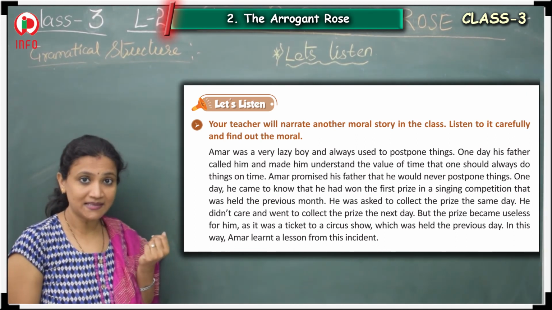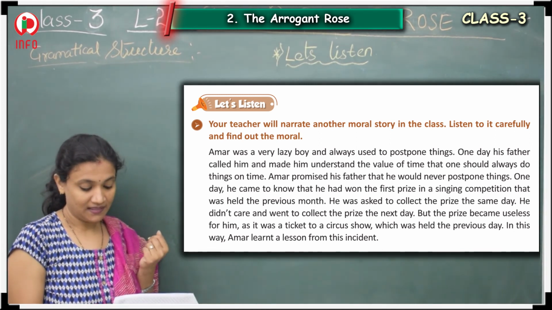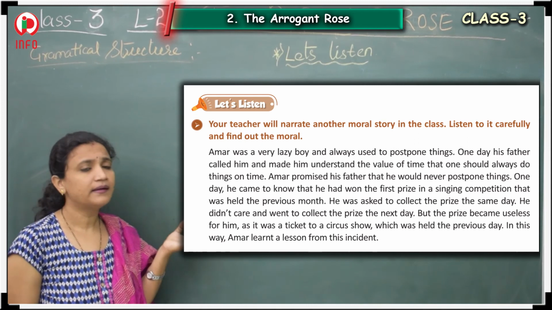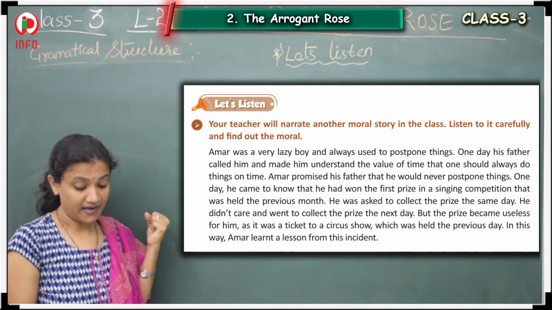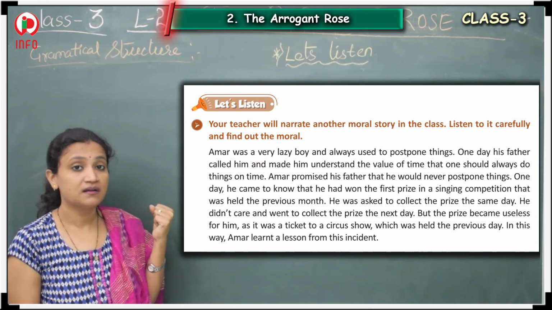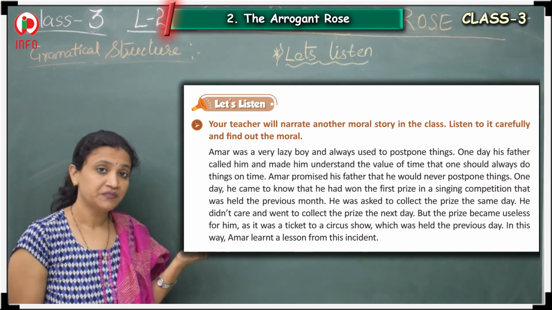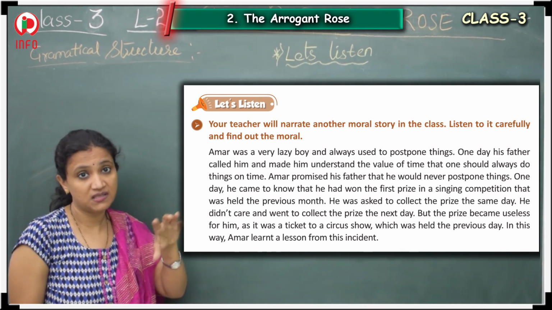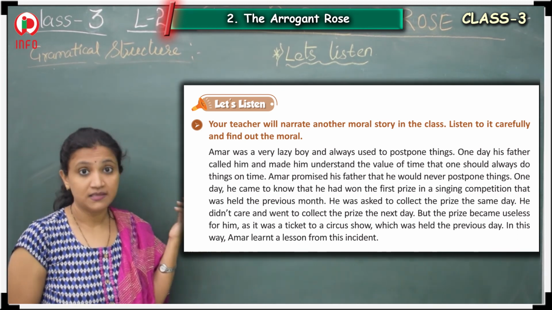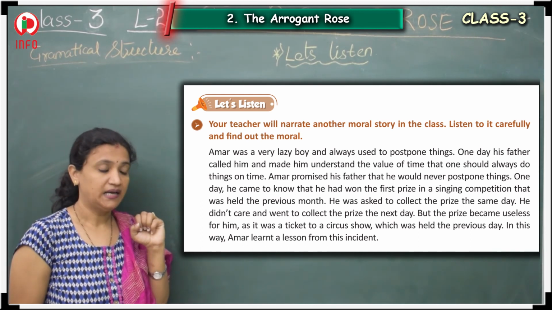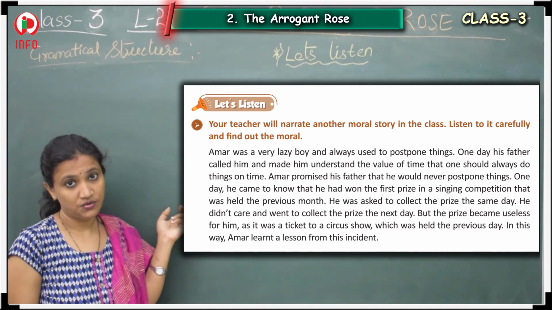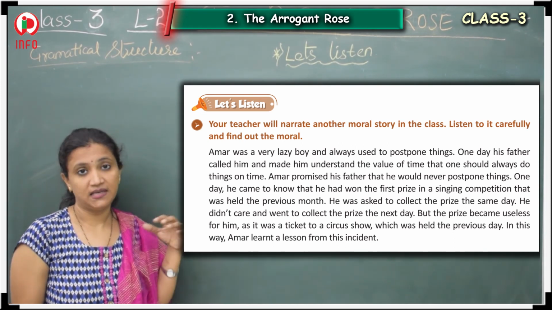And what was the competition he participated in? He participated in a singing competition. Now, he was asked to collect the prize on the same day. So, the school people are telling him he should come and collect the prize on the same day. But the prize became useless for him as it was a ticket to a circus show. What was the prize he won? It was a ticket for a circus. You might have seen a circus, so many animals, so many birds, people doing athletic kind of stunts and all. That is called a circus and he won the tickets, and he thinks it will be useless for him, as the circus was held the previous day.